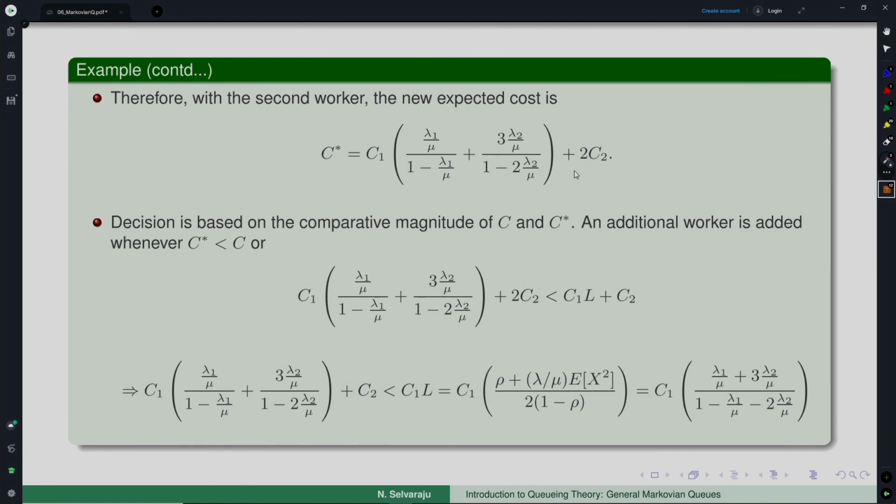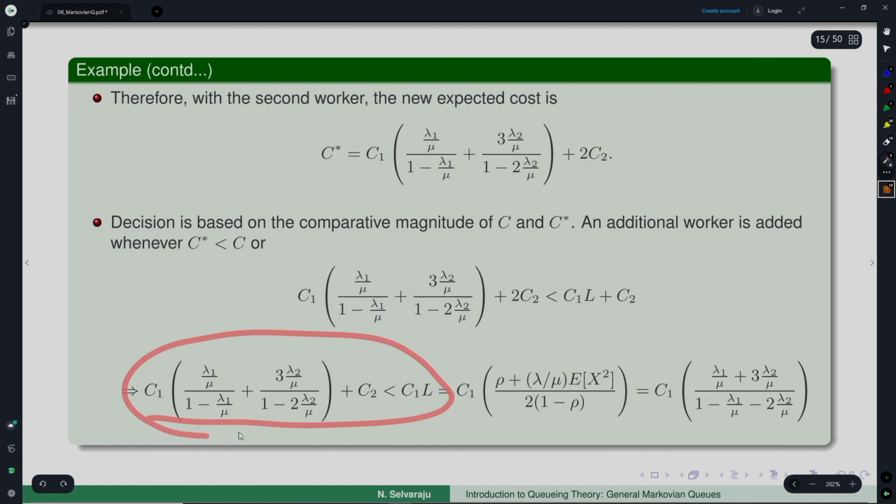Any decision on whether to add this second worker would be based upon the comparative magnitude of C star and C. An additional worker will be added provided C star turns out to be smaller than C. Now, C star is this expression, and for C you already have an expression. So, you want this to happen. If I substitute for L, you get this expression, where L is equal to this expression. So, basically C1 times this plus C2 should be less than C1 times this.